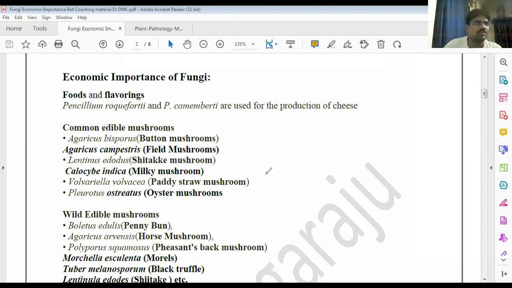Even supermarkets and almost all the big shops now are selling mushroom products: mushroom chips, mushroom curries, mushroom biryani. So many people are now made aware of proteinaceous food.